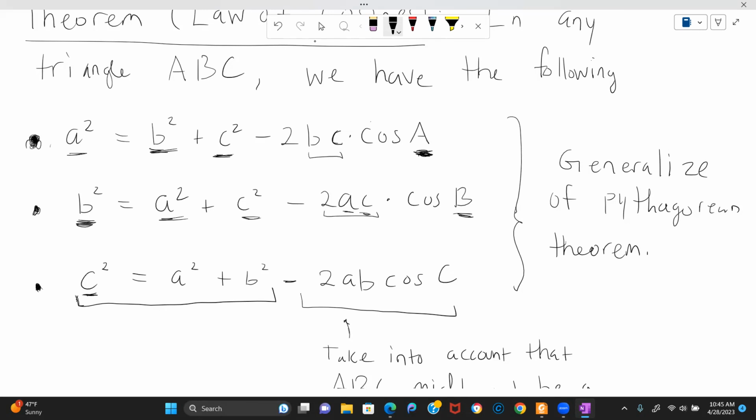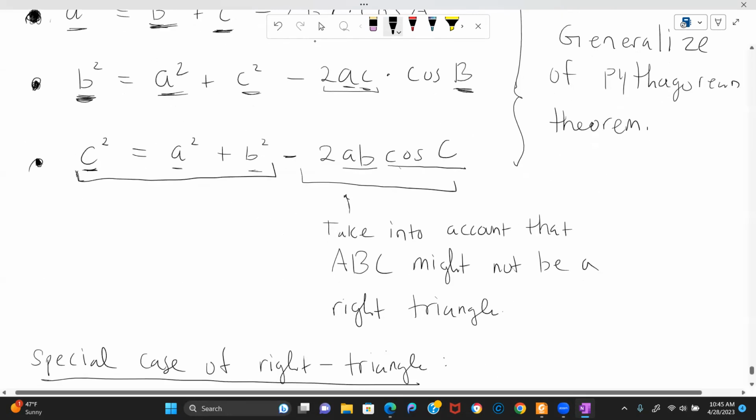Now you have C on the left-hand side, so it's going to be cosine C, and the right-hand side has to involve the other sides of the triangle, so you're going to have A squared and B squared, and that means you have the AB right here. They seem kind of complicated at first, but if you can just memorize the pattern of this first one, these other two are more or less just rearrangements of the first one.